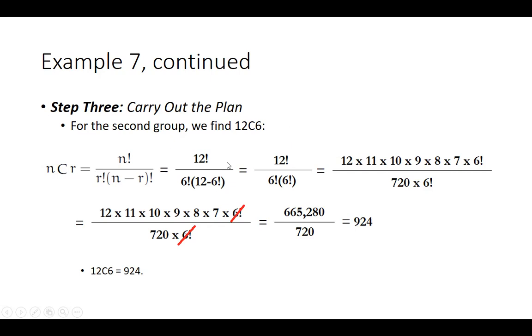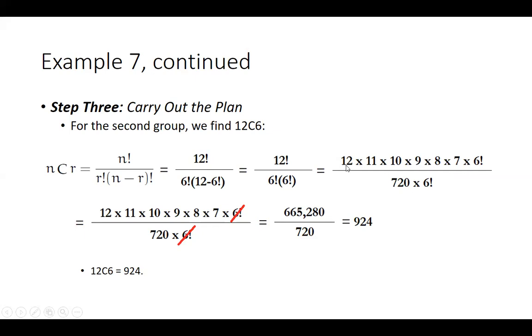Plugging into our function, that's 12 factorial over 6 factorial times (12 minus 6) factorial. And apologies, that factorial right here should be on the outside of the parentheses. 12 minus 6 is 6. So we have 12 factorial over 6 factorial times 6 factorial.